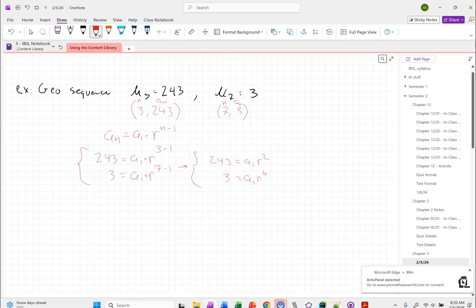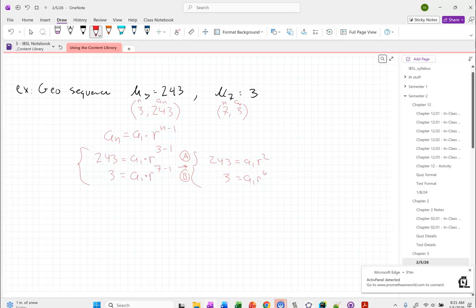And then I'm going to solve this system. I'm going to refer to the first equation as equation A and the second equation as equation B. To solve this system, my choice is going to be to use elimination. Now the catch here is what operation is going on between the variables?